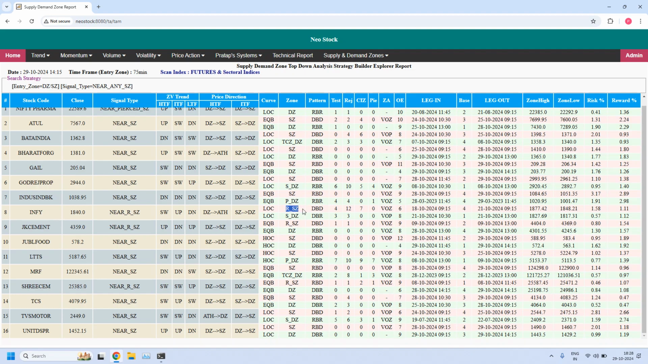NIFTY is having a high liquidity 75 minute supply zone. JK Cement is having a high liquidity 75 minute supply zone. Sriram Cements is already pierced, so you can't use this. That's it. We have identified 2 high liquidity 75 minute supply zones. So one is Infosys and another one is JK Cement. So these are the 2 valid high liquidity supply zones from 75 minutes time frame.